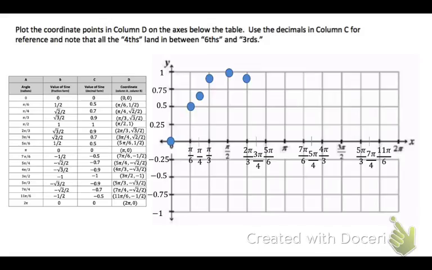So it's about 0.9. 3 pi over 4 is the square root of 2 over 2. 5 pi over 6 is 1/2. Pi is 0. And then 7 pi 6 is -1/2. 5 pi 4ths is negative square root of 2 over 2. 4 pi 3rds is negative square root of 3 over 2. 3 pi halves is -1. 5 pi 3rds is negative square root of 3 over 2. 7 pi 4ths is negative square root of 2 over 2. 11 pi 6 is -1/2. And 2 pi is 0.